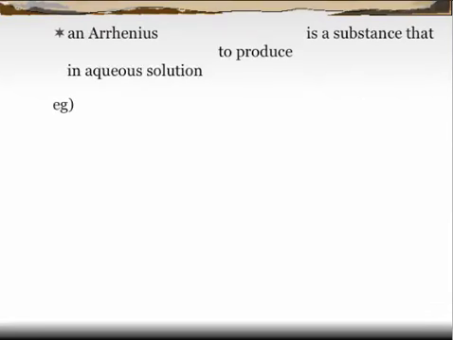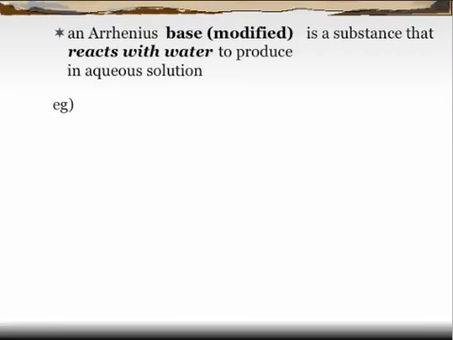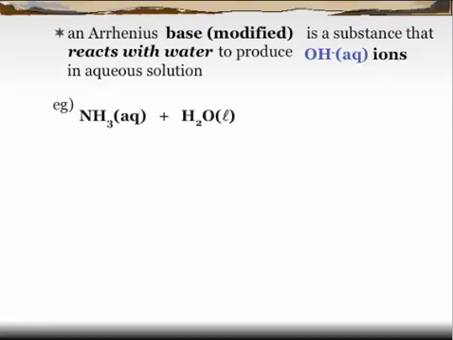So, a modified Arrhenius base is a substance that reacts with water to produce hydroxide ions in an aqueous solution. So, for example, ammonia, which is a base, and water, goes to form our hydroxide anion, OH-.